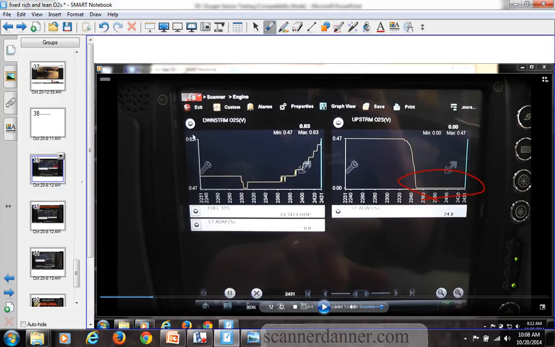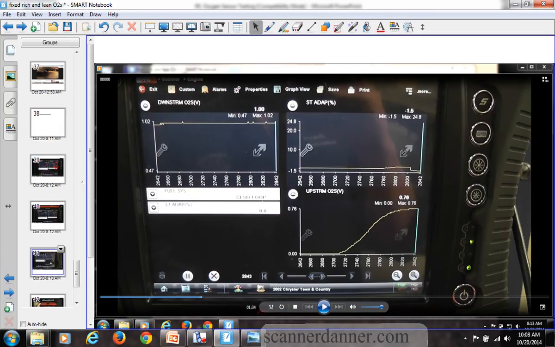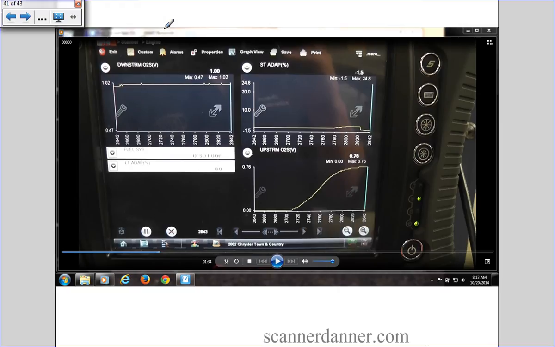A fixed lean O2, 0. Notice the downstream's doing what at this point? Why is it climbing? What's the computer do with an upstream that's lean? Starts to add fuel. Do you see 24% on the short term? Should have had that there. Maybe you see it better.